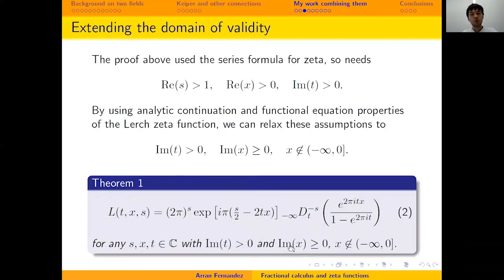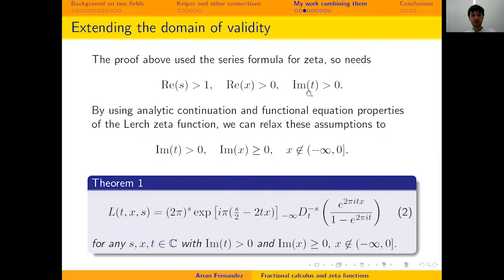So actually the most difficult part of this proof is in extending the domain of validity. This proof used the series formula and some other assumptions, and in the end, these are the requirements on the three variables. Now, with some tricky arguments, some analytic continuation, some functional equations, we can relax these assumptions. So the assumption on S is not needed at all.